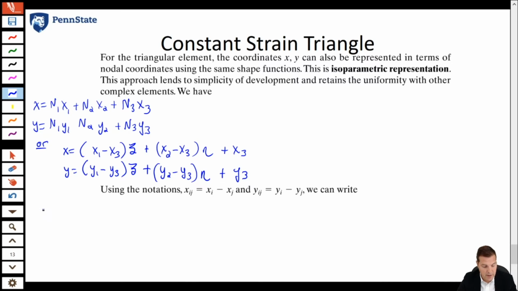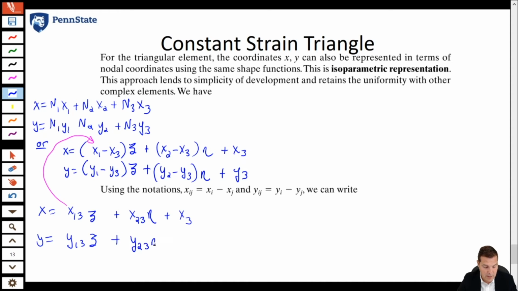Now what we can do is use the notation where the subscript ij represents the subtraction there. So if we have x is equal to x13, and that represents this term right here, x13 psi plus x23 eta plus x3, and y is equal to y13 psi plus y23 eta plus y3. We've written a shorthand version of this.